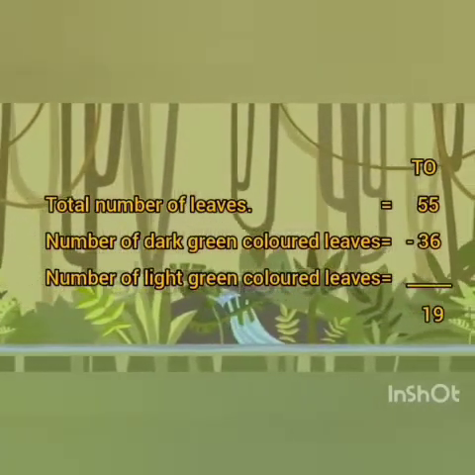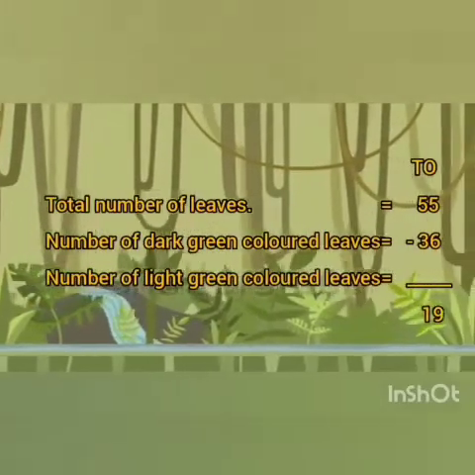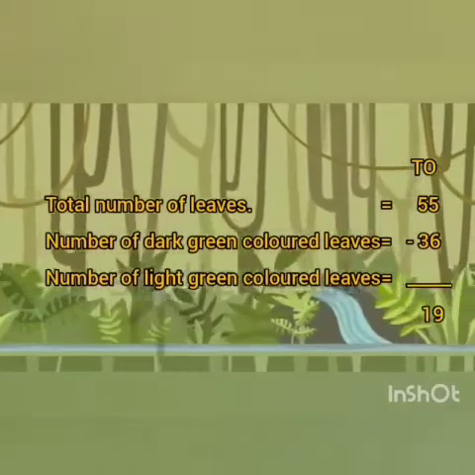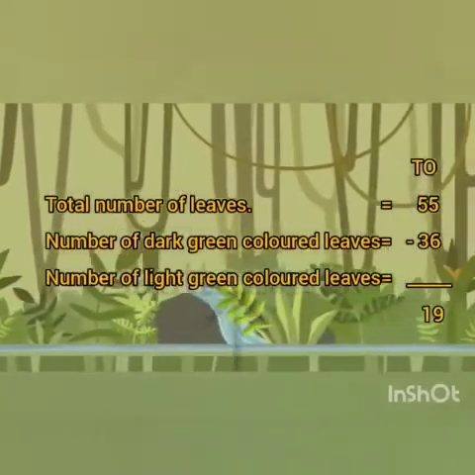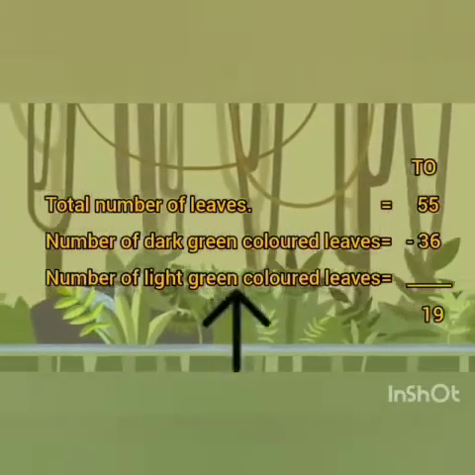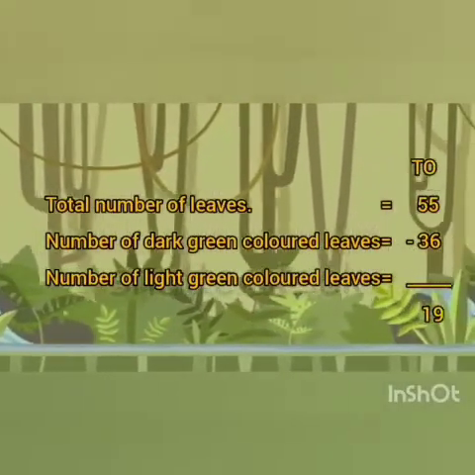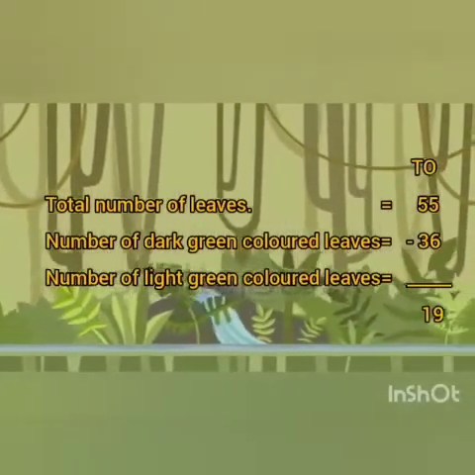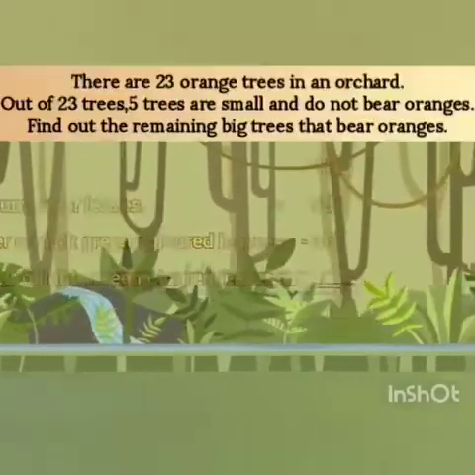Now, before moving on to our next word problem, let us find out adjective words used here. So, dark, light and green are adjective words which are used here. So now let's move on to our next word problem.